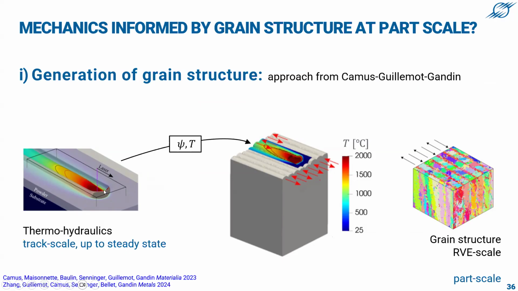thermohydraulics, that is, track scale simulation that is performed up to the steady state. And then you map the result in terms of temperature onto the part scale according to the scan path, respecting the exact scan path, and through the cellular automata, you can generate the grain structure either at a representative volume element or even at part scale, provided the part is not too big, I would say.